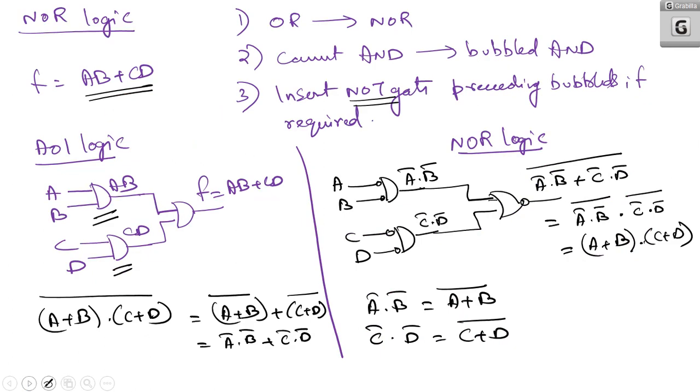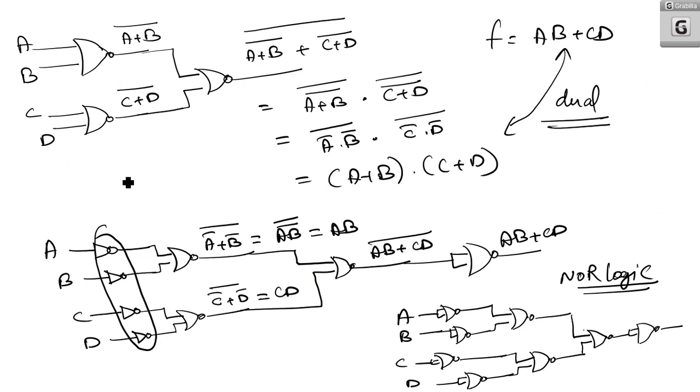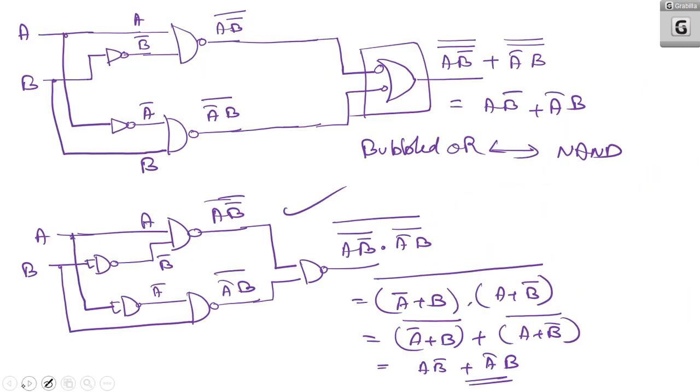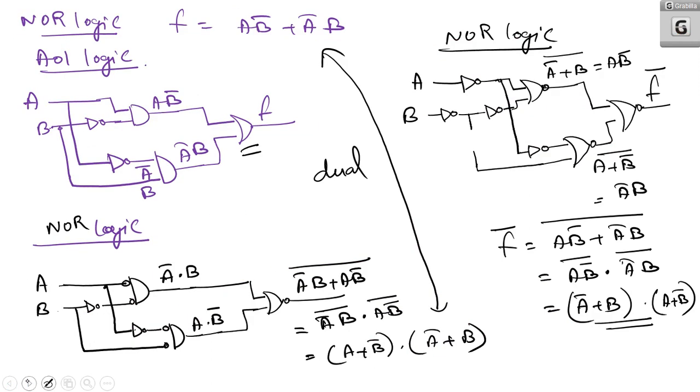NOR logic is also doing the same, but the problem is if you are getting the dual, you have to NOT the inputs and the output. If you are directly drawing it with NOR or NAND and you get the dual as output, you have to NOT the inputs as well as the output. That NOTing too should be done using NOR logic and NAND logic. That is how you convert basic AOI logic into NOR logic as well as NAND logic.